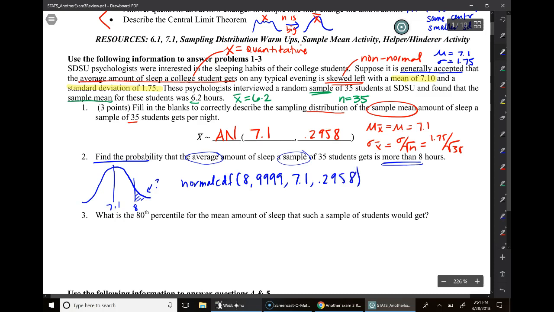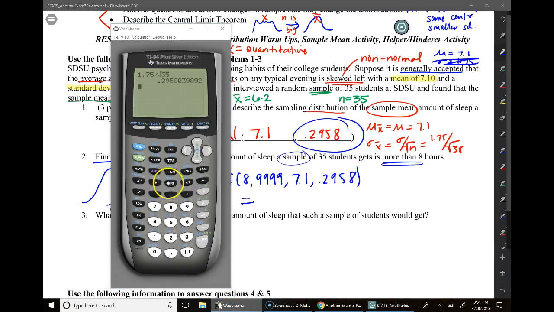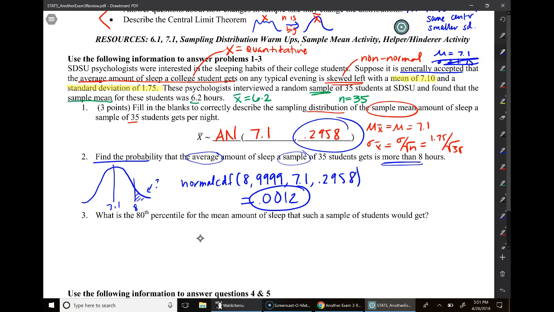So do not grab this standard deviation up here. As soon as you see it, cross that thing out. And then you just type that into your calculator. Riveting video to watch me type into my calculator, I know. Boom, 0.0012. Cool. Very unlikely that the average would get more than 8 hours.